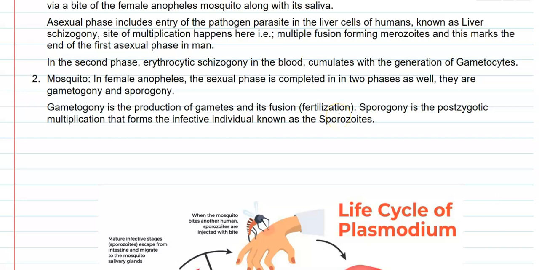The sexual phases of the pathogen, that is the protozoan sexual phases, happen in the mosquito in two different phases. One is gametogony and the other is sporogony. First, we look at the points related to gametogony.